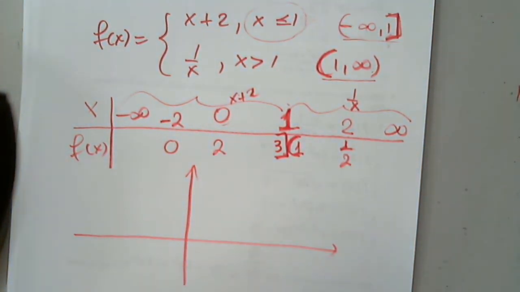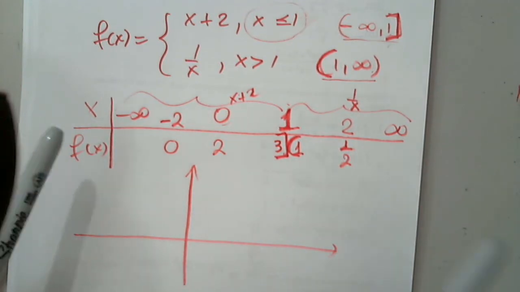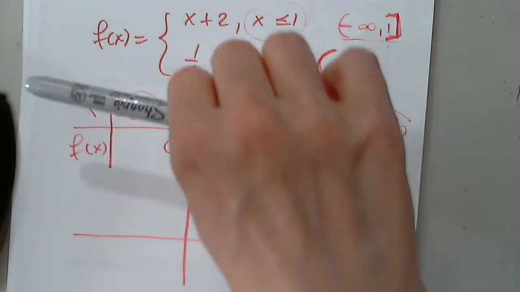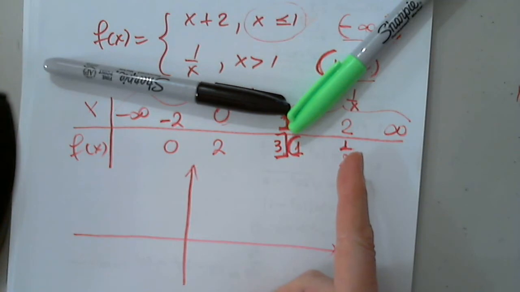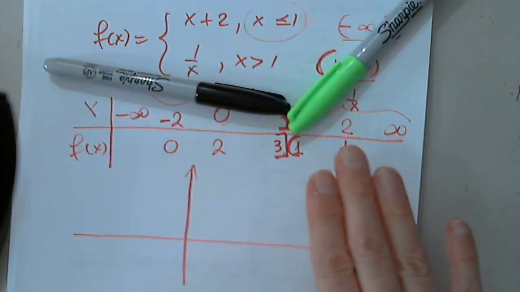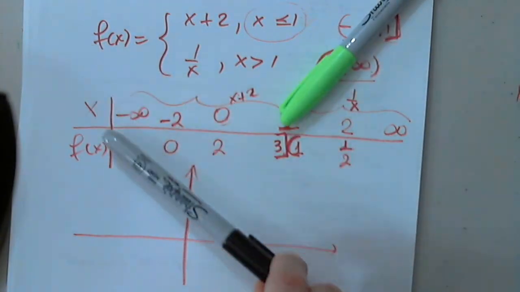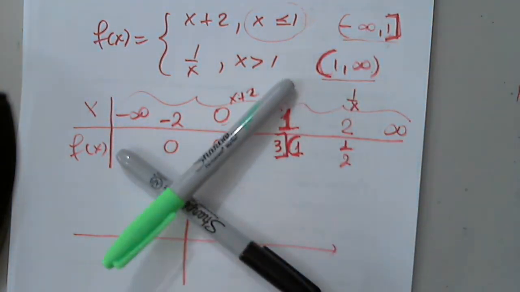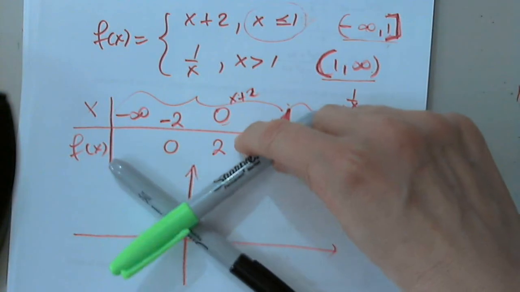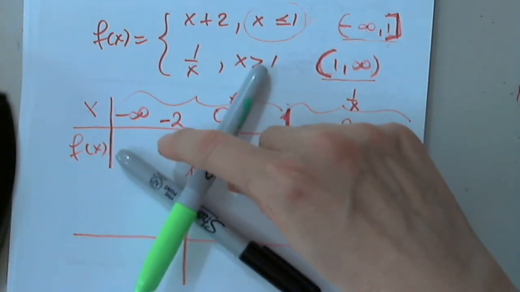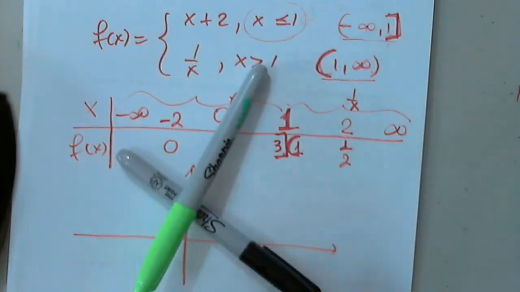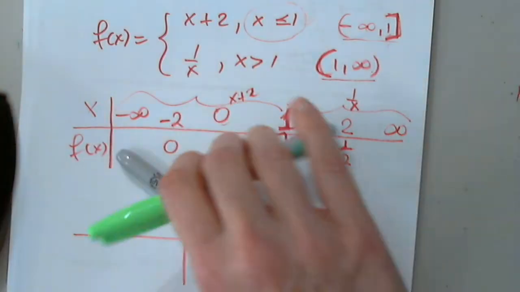notice that I'm going to use 2 different colors. I'm going to use black for x plus 2, and I'm going to use green for 1 over x. The function is the whole thing. The reason I'm using 2 colors is because I don't want to see something like this. If you graph something like this, that is incorrect. This is not even a function. By the vertical line test, this is not a function. So you have to be extremely careful.